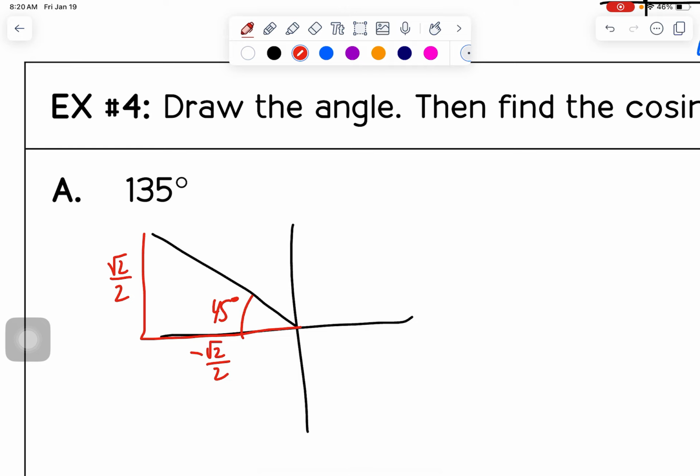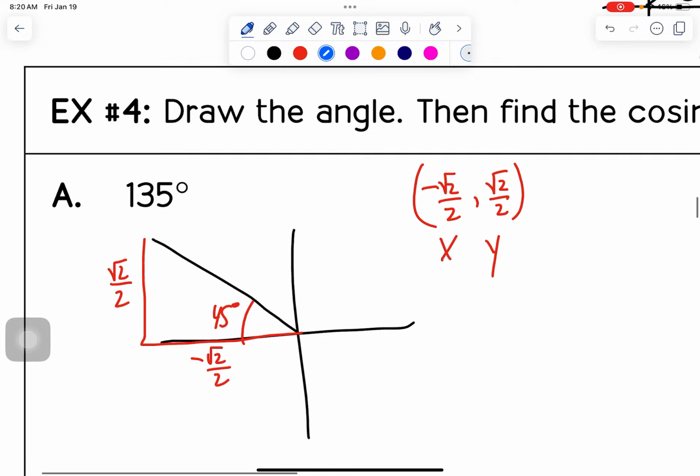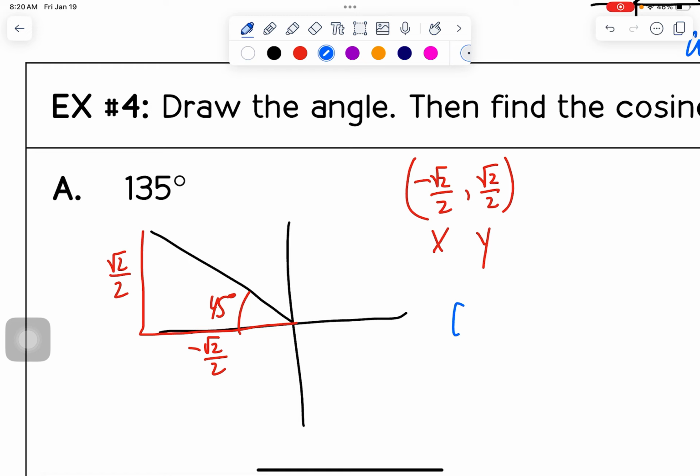That means my x coordinate is negative root 2 over 2, and my y coordinate is root 2 over 2. Like the diagram I just showed you, cosine is always related to the x value. So the cosine of 135 is negative root 2 over 2.